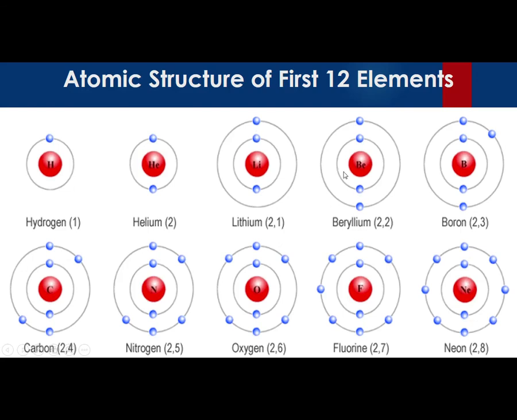Then beryllium, 2 in the first shell and the rest of the 2 will be in the second shell. Boron, 2 in the first shell and 3 in the next shell. Carbon, 2 in the first shell and 1, 2, 3 and 4 in the next shell. Nitrogen, 2, 5, 2 in the first shell and 5 in the next shell. For oxygen, 2 in the first shell and the rest of 6 in the second shell, L shell. Fluorine, 2 in the first shell and 7 in the L shell. Neon, 2 in the K shell and 8 in the L shell.